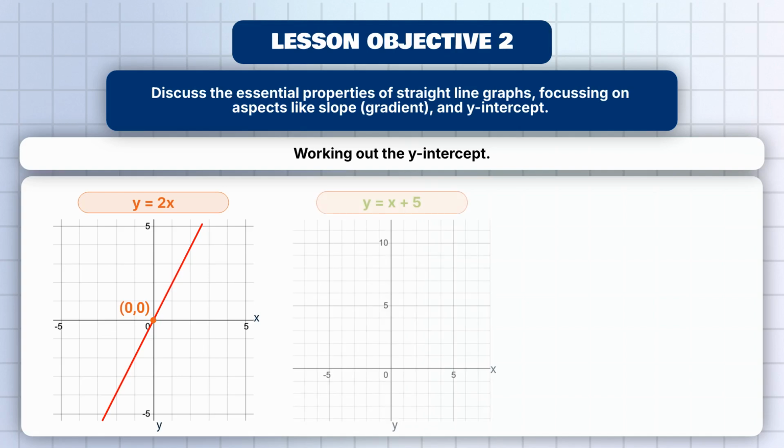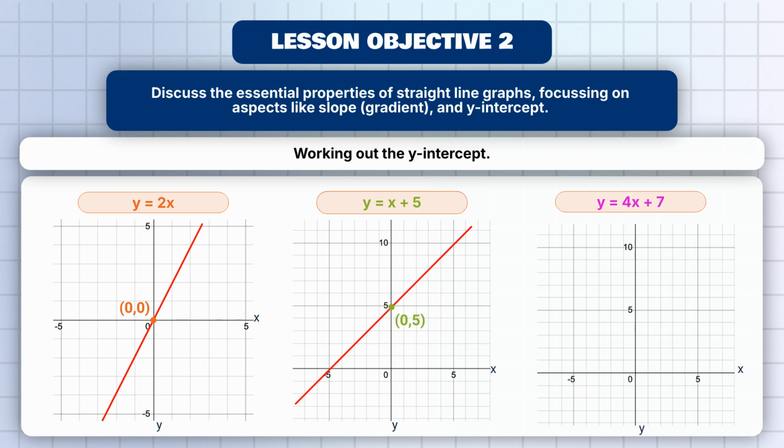Secondly, for y is equal to x plus 5, if x is equal to 0, then y is equal to 5. This means that the line intersects the y-axis at (0, 5). And lastly, for y is equal to 4x plus 7, if x is equal to 0, then y is equal to 7. This means that the line intersects the y-axis at (0, 7).